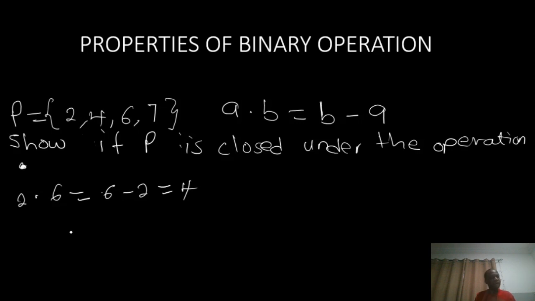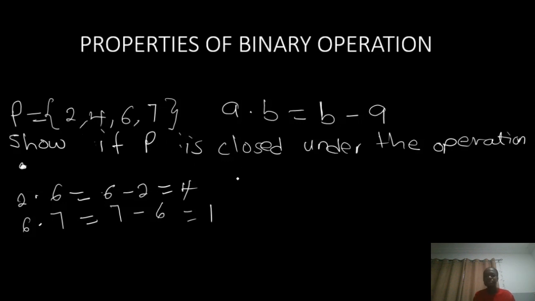Let's take another number. So let's take, say, 6 and 7. So 6 dot 7. Per the rule, we should get 7 minus 6, which is 1. But 1 is not in the set we've been given. So as long as you've gotten just one element which is not in the set we've been given, you just conclude that P is not closed under the operation, because just one output we are getting is not in the set we've been given.